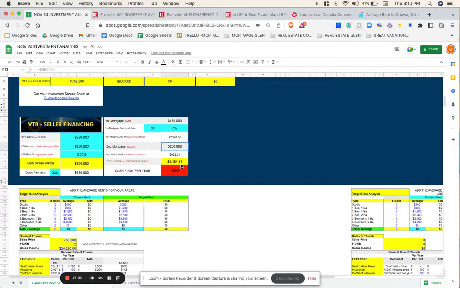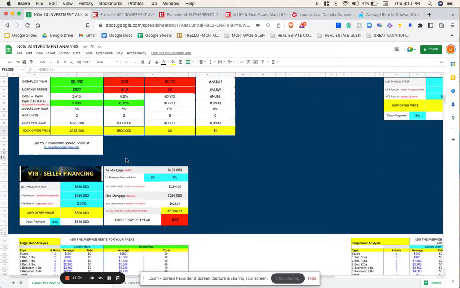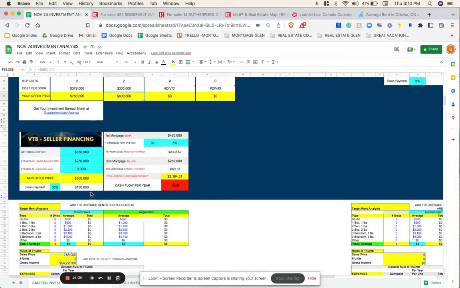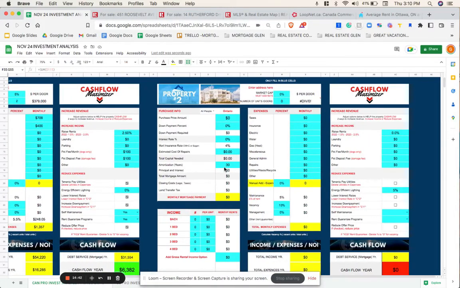So we're still in the negative. Okay, so it's not that bad, but we're still in the negative on the VTB. But we're securing the property for essentially going to the bank for 600,000, right? Because the vendor take back is, they're taking 250,000. Again, this is something that you're gonna have to work out with the seller. Okay, so let's go on. We're gonna leave this here. We're gonna move over to property 2.